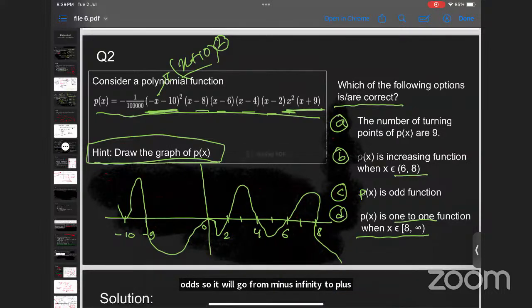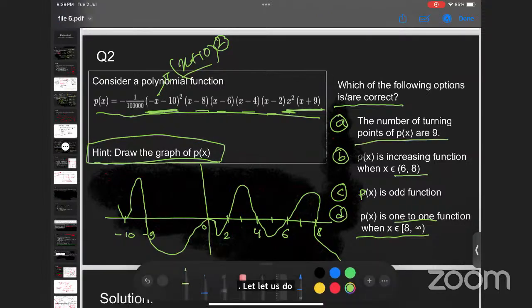What's the graph? Let us do one by one. First, let us discuss the first option. Is it correct or not? No, ma'am. There are 8 turning points. The degree is 9, so we have 8 turning points, right? 1, 2, 3, 4, 5, 6, 7, 8. We have 8 turning points.